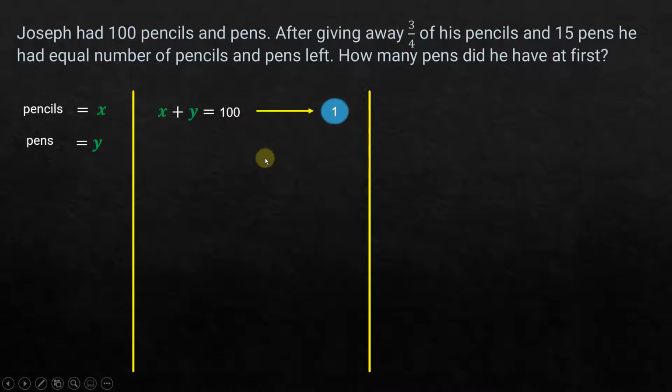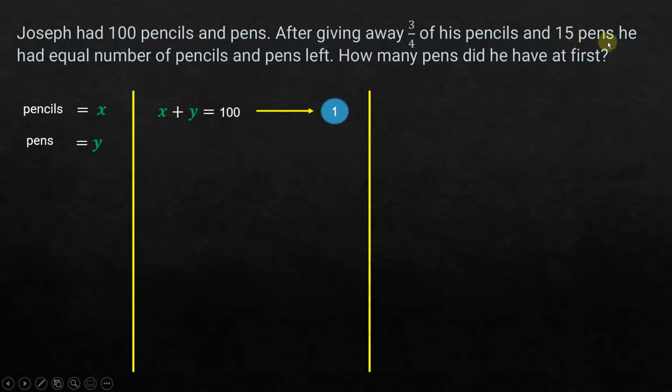So this is our first equation. We use the first statement to form the first equation, or equation number 1. Now we go to the next statement. After giving away 3 by 4 of his pencils, what does this mean? If he divides his pencils into 4 equal parts, and out of that he has given 3 parts, he would be left with 1/4, 1 part out of the 4 parts of his pencils.